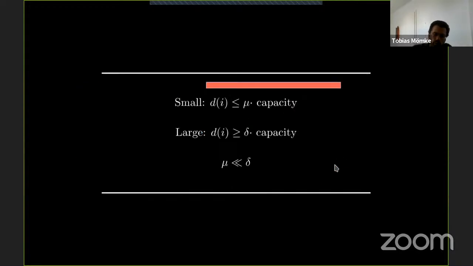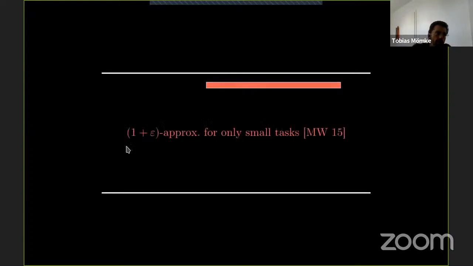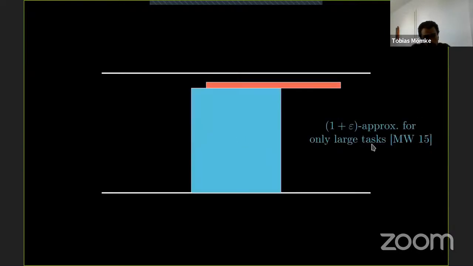And why do we have this barrier between 2 and better than 2? We distinguish between small and large tasks. And it's easiest to understand if we just have uniform capacities. If we are below some delta times the capacity, then we are small. If we are above some mu times the capacity, we are large. The tasks in between we remove, and each separate problem we can solve. So what was known is that we can get a PTAS if we have only small tasks. We can get a PTAS if we have only large tasks, but combining them was always a problem.